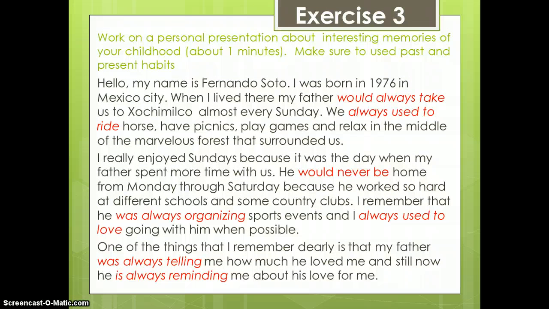And our last exercise: work on a personal presentation about interesting memories of your childhood. It has to be about 1 minute. Make sure to use past habits. I send you a sample. You can follow it if you want. This is just an example for you to have an idea of what you have to do. And you can see in this example that I am using all the structures that we studied in today's class.